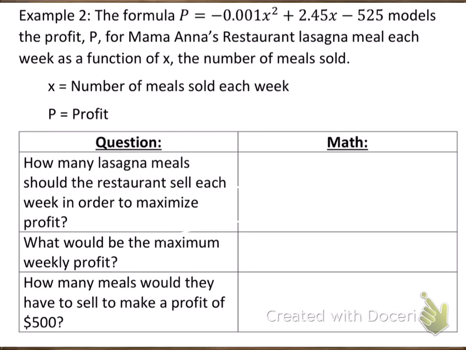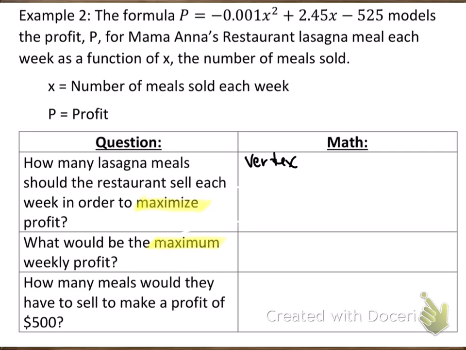Here we have example 2. It says the formula p is equal to negative 0.001x squared plus 2.45x minus 525 models the profit p from Mama Anna's restaurant lasagna meal each week as a function of x, the number of meals sold. Let's translate the questions. The first question says, how many lasagna meals should the restaurant sell in order to maximize profit? Your alarm bells should be going off in your head. Anytime you see the word maximize, you should be thinking about the vertex. Same thing here: what would be the maximum profit?